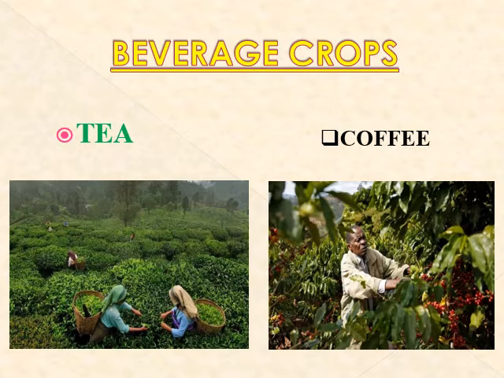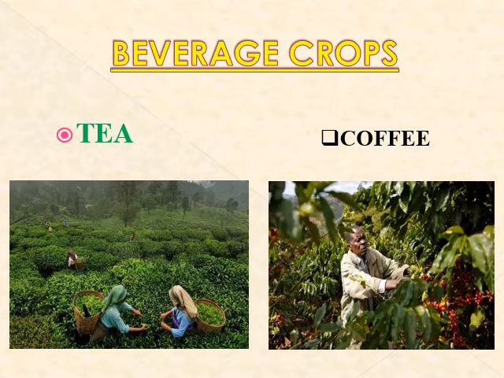Students, the tea crop requires 20 to 30 degrees Celsius temperature. Again students, it needs 150 to 300 centimeter of annual rainfall. Students, Assam, Kerala, Tamil Nadu and West Bengal are the major tea producing states in India. Okay students, second is coffee.